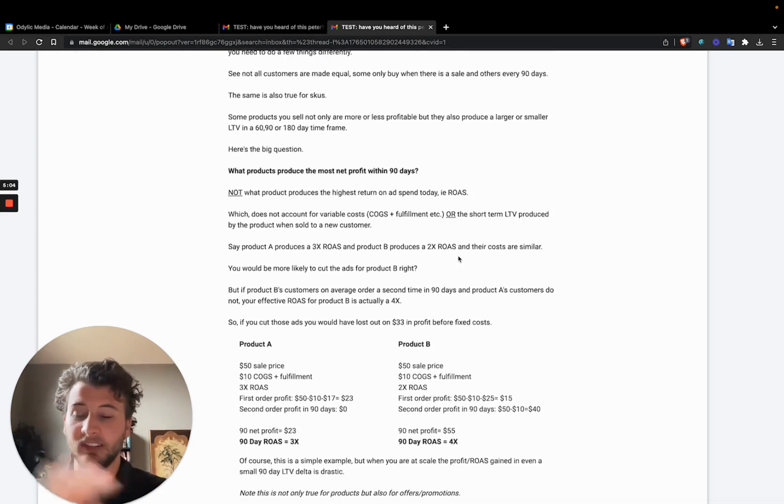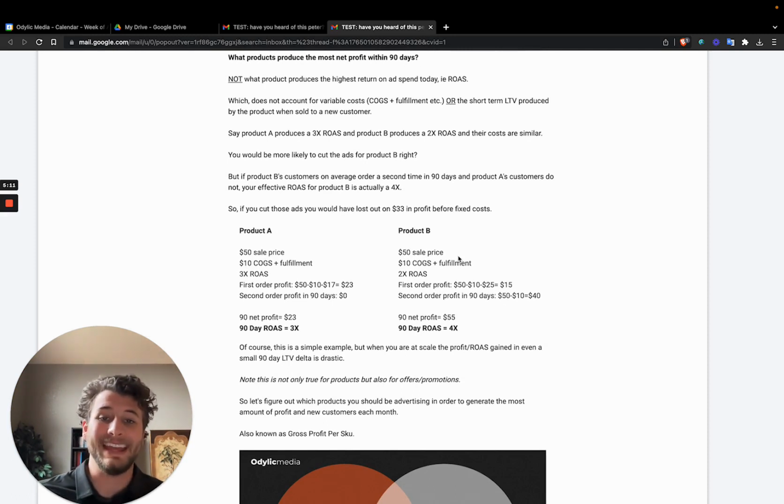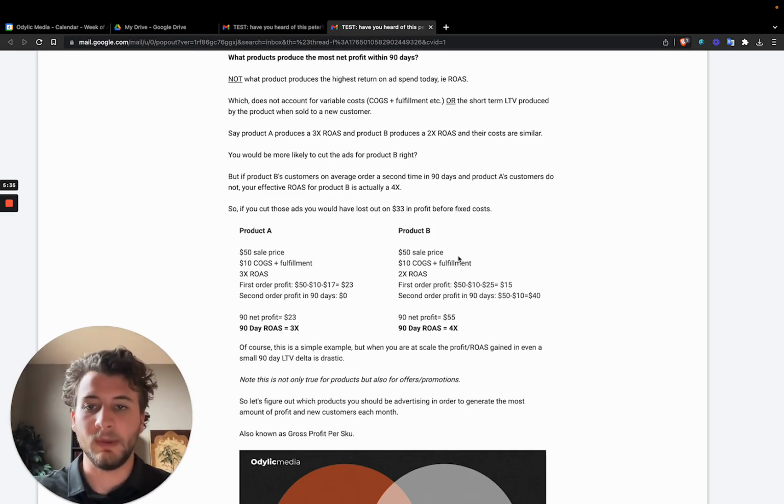So say, and this is just an example here, say we have product A that produces a 3x new customer ROAS and product B that produces a 2x new customer ROAS. And it's a similar product, their costs are similar, right? Which one would you cut in the ads manager on like Google or Facebook or Instagram or TikTok? Doesn't matter. Which campaign would you cut if you have both these products, right? You'd be more likely to cut product B because you're like, this is not as profitable. If I want to make the most out of every dollar, I should be putting more spend into product A, right? No, that's actually wrong.